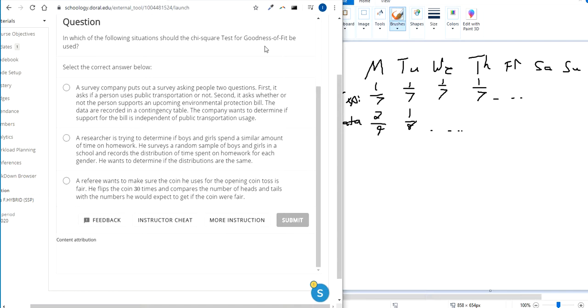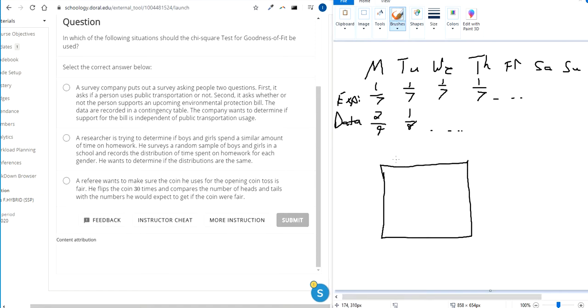So a survey company puts out a survey asking people two questions. First, it asks if a person uses public transportation. Second, it asks whether or not the person supports an upcoming environmental protection bill. The data are recorded in a contingency table. The company wants to determine if support for the bill is independent. So this actually sounds like a different chi-square test here.